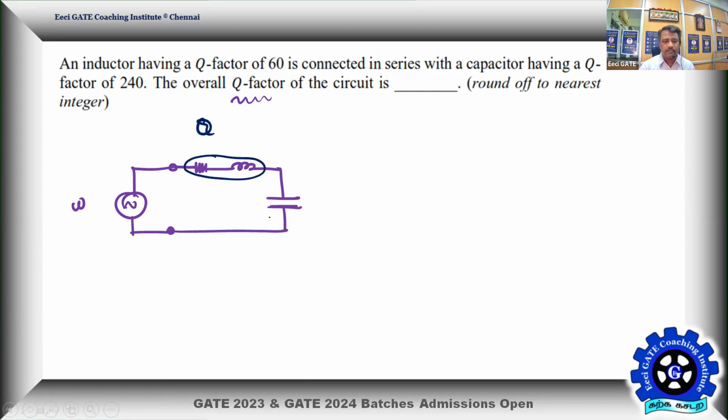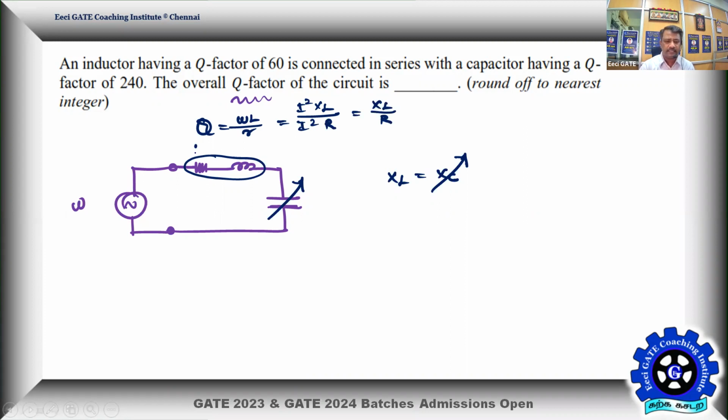Then we tune this capacitor for resonance. When XL equals XC, that means the capacitor is tuned, and the circuit is said to be in resonance. Under the resonance condition only, we go for the measurement of Q. Under this condition, Q is given as omega L divided by R. It is basically defined with respect to energy, but shortly we can go with power: the ratio of the reactive power of the coil to the real power, I squared R.